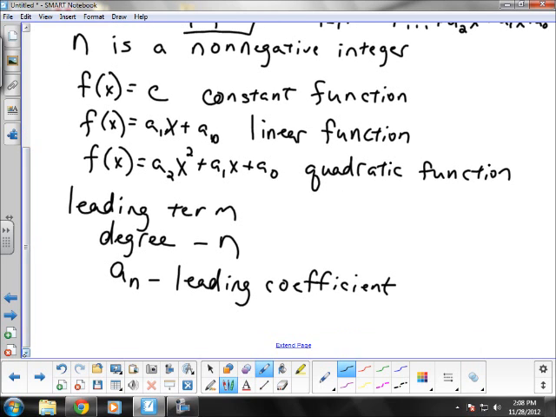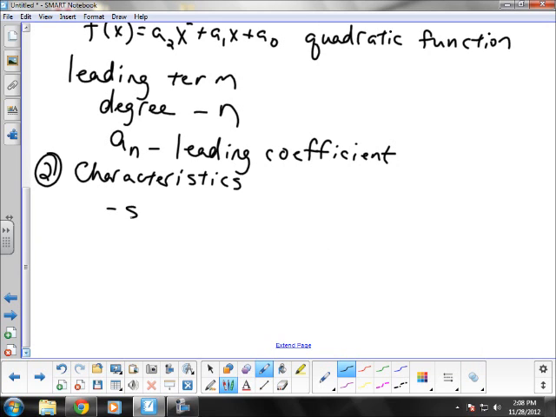These polynomial functions, their main characteristics: that they have smooth, continuous graphs. Okay, continuous does not mean that it goes on forever, right? We're not talking about continuous as in English, we're talking about continuous as in math.